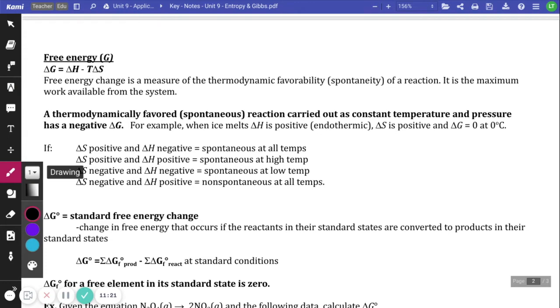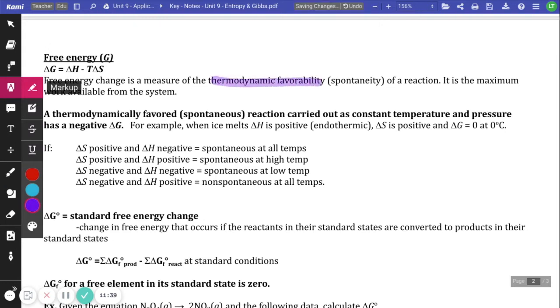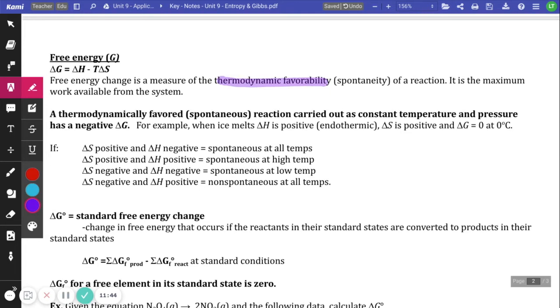And we do have a nice equation. We have multiple equations we're going to learn with delta G, but two equations for solving delta G. So delta G is equal to delta H minus temperature times delta S. Basically, free energy change is a measure of the thermodynamic favorability or spontaneity of a reaction. It is the maximum work available from the system. A thermodynamically favored reaction carried out at a constant temperature and pressure has a negative delta G.